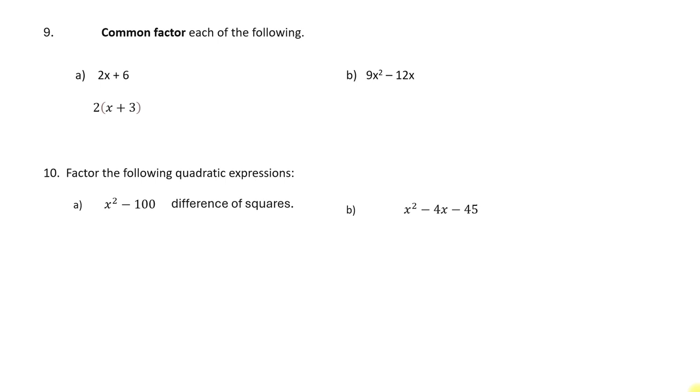For question B, it's a little trickier in that both of the terms have an x value. So we're looking for a number that will divide into 9 and 12, but we also have to take into account that we have an x squared and an x. The number that would divide into both 9 and 12 would be 3. But we're not finished there. We can also divide x into both of these terms. So our common factor is 3x, bracket 3x minus 4.